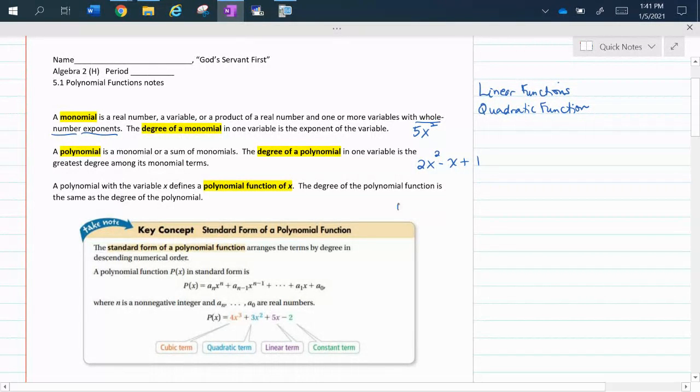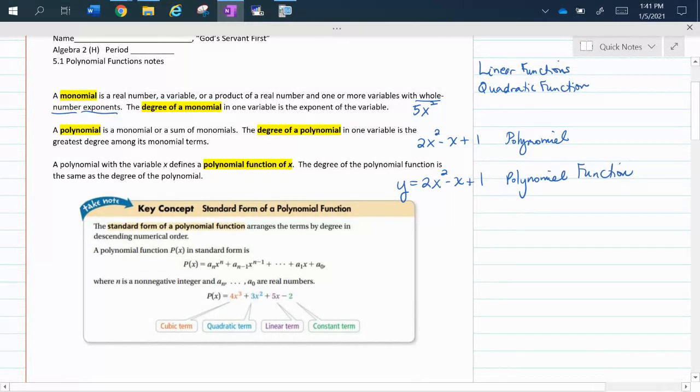So if I make it y equals 2x squared minus x plus 1, up here we have a polynomial. And then if I make it a y equals and give it two variables, then it now becomes a polynomial function. A function, remember, is always a y equals.